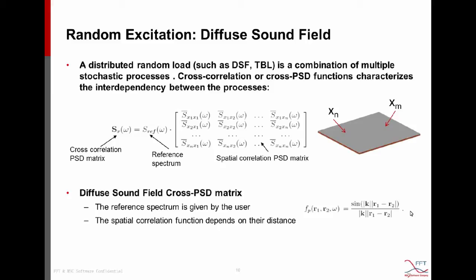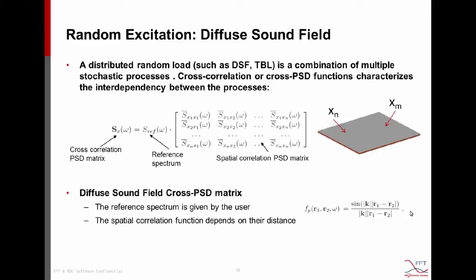In Actran, we implement several types of random excitations, like diffuse sound field or the turbulent boundary layer formulation. When we deal with random excitations, it is different from deterministic excitation. For random excitation, we work on quadratic terms. So we use the power spectral density representation for the excitation and for the response.